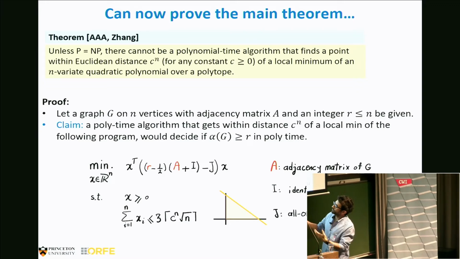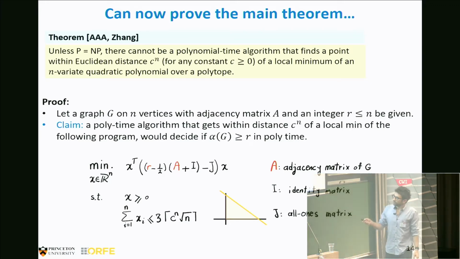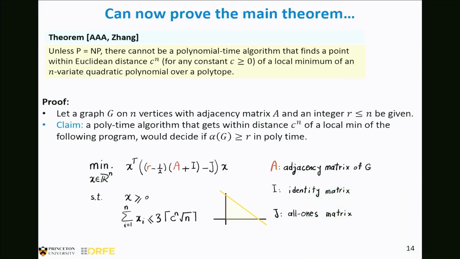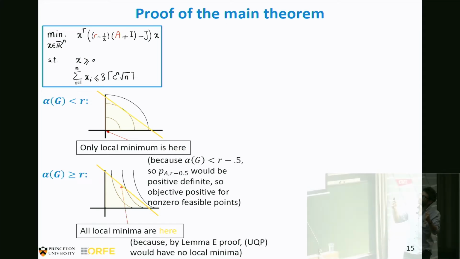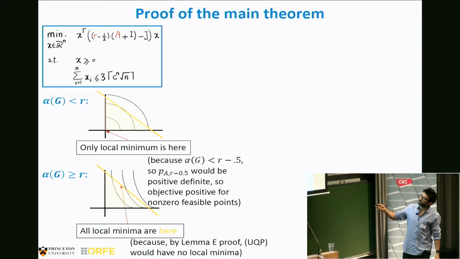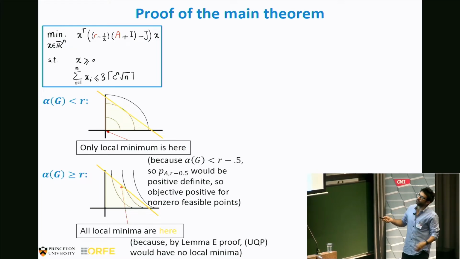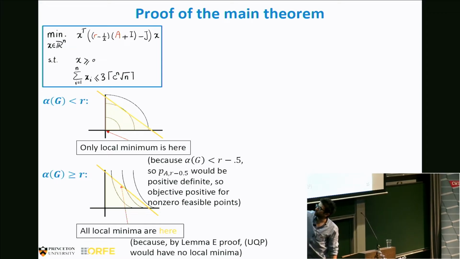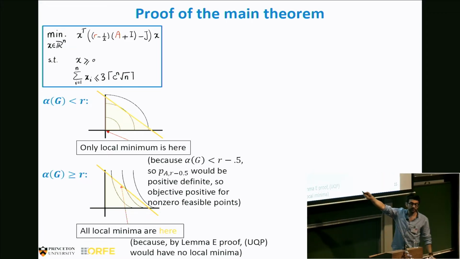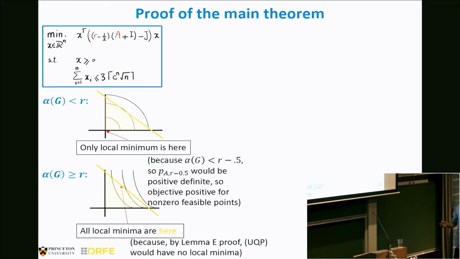And I already gave you the reduction at the beginning. Now I'm going to argue why the reduction is correct. So this is the objective function. The 1/2 has already been subtracted. So k is r minus 1/2. And let's see why this works. Okay. So if you have this quadratic program, and remember, I claimed that if you had any algorithm that went within distance 2 to the n, or c to the n, of any local min, that algorithm would decide which case you're in. Is alpha less than r or more than or equal to r? Right? And that would be the end of the reduction, right?